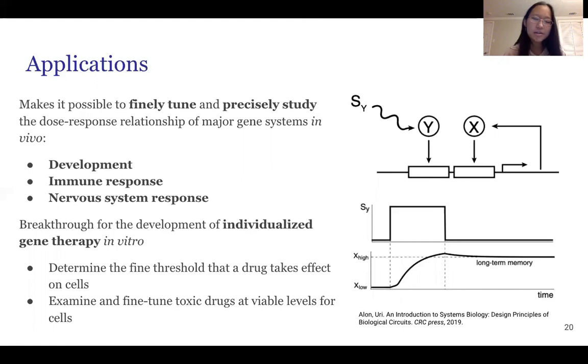In addition, this is a major breakthrough for individualized gene therapy. We may want to determine the fine threshold, when the drug takes effect on cells, as discussed earlier. We're also finally able to fine-tune toxic drugs at viable levels, which is very important.